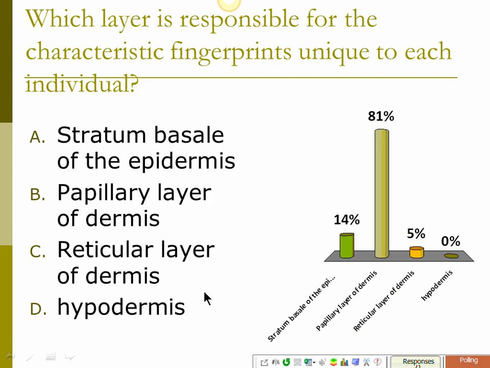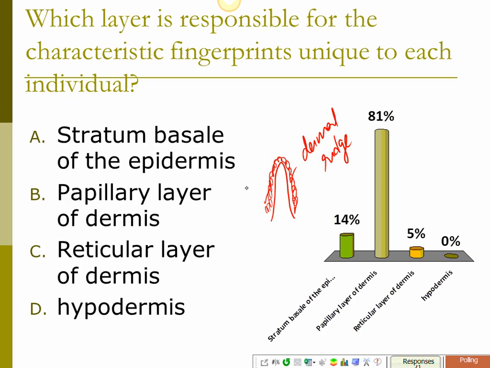Yes, it is the papillary layer of the dermis. Remember, the fingerprints are from the dermis, the papillary layer of the dermis. If you remember, there were projections in the papillary layer. That's why those projections are called papilla. And this raises the dermis over it. Papilla just means projection. So that part of the dermis is known as a dermal ridge.